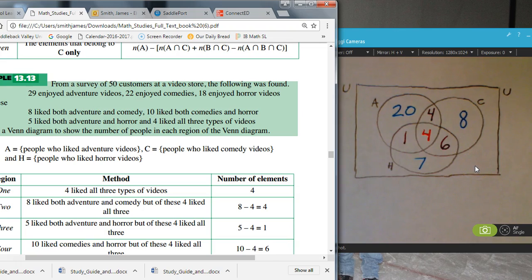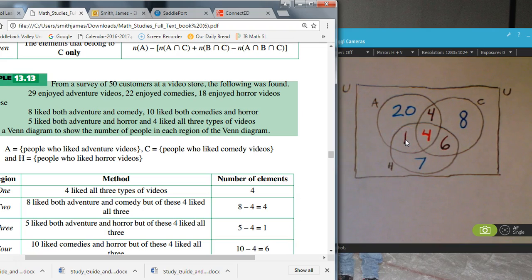If they said how many people liked exactly 1 type of movie, well, add up the blue ones, and those are the people who liked exactly 1 type of movie. They might say how many people liked none of the movies. Well, that would be 0 because we didn't have anyone left over. They might say how many people liked at least 2 types of movies. So right here, add in these 4 numbers, right? These are the people who liked at least 2 types of movies.